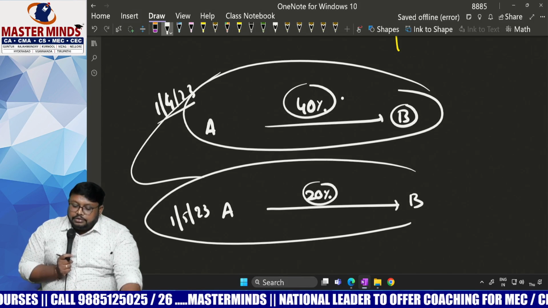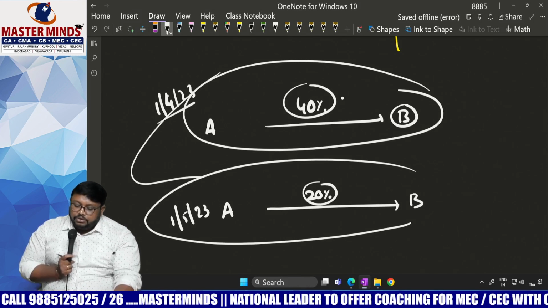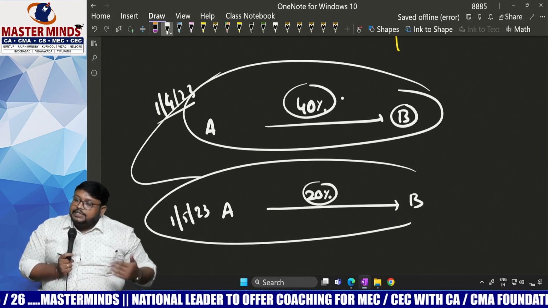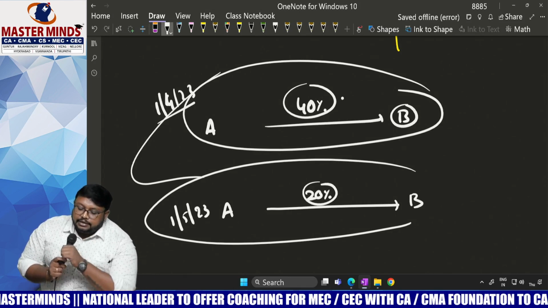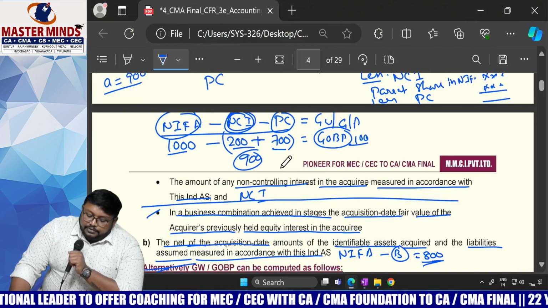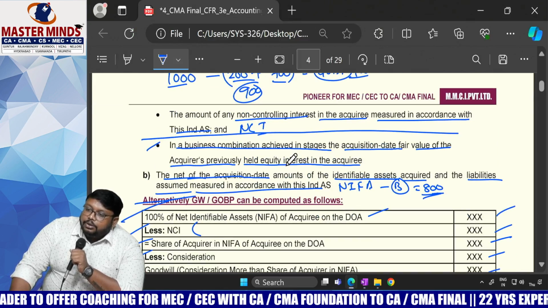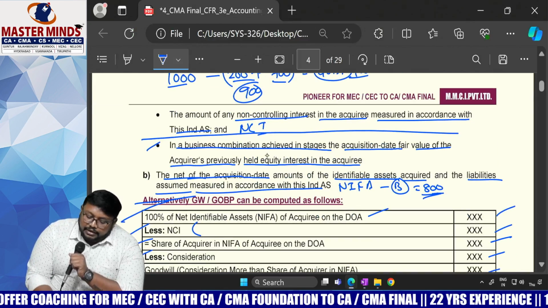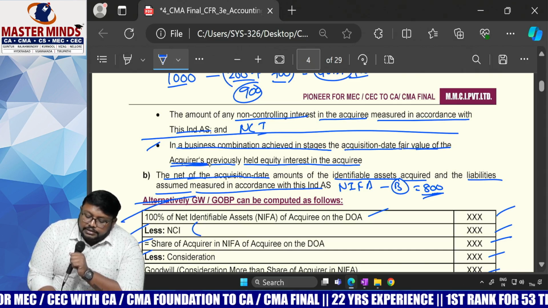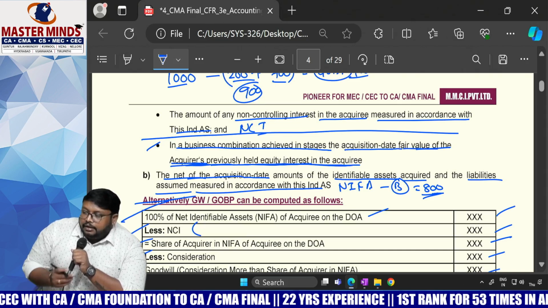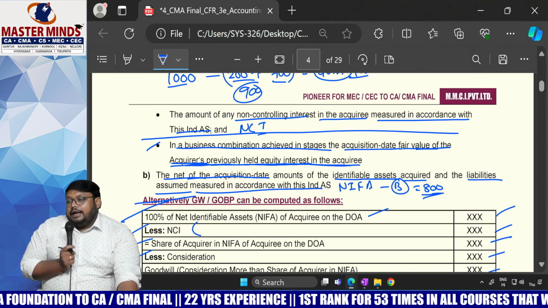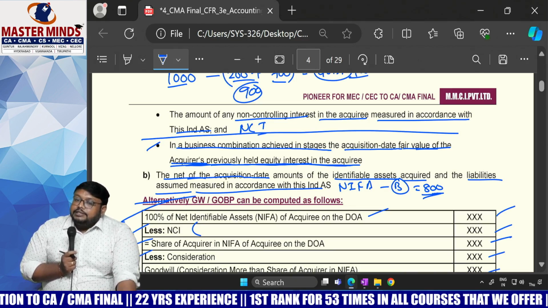On 1/4/2023 we don't have control, but on 1/5/2023 we have control. That means the business combination was achieved in stages, stepwise. In such conditions we have to consider this interest also. If any previously held equity interest is there, that also we have to aggregate: in a business combination achieved in stages, the fair value of the acquirer's previously held equity interest in the acquiree. So the fair value of what he previously held, that also we aggregate. That will happen only when the business combination is achieved in stages.